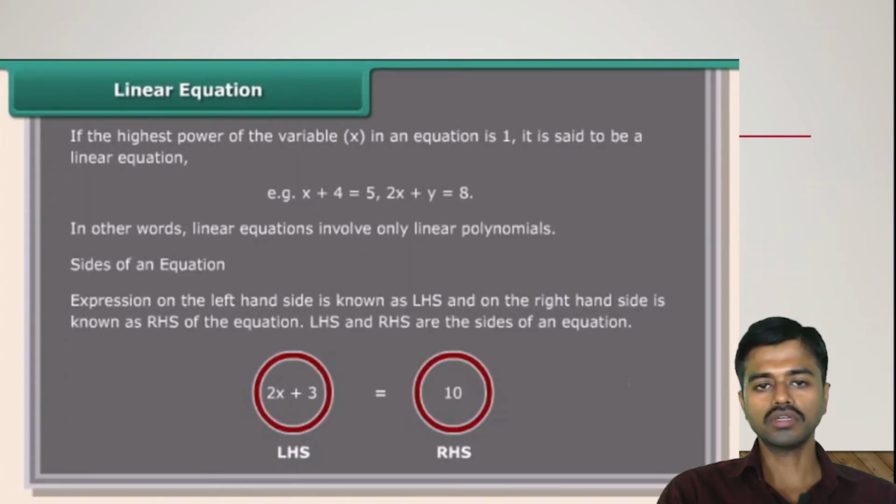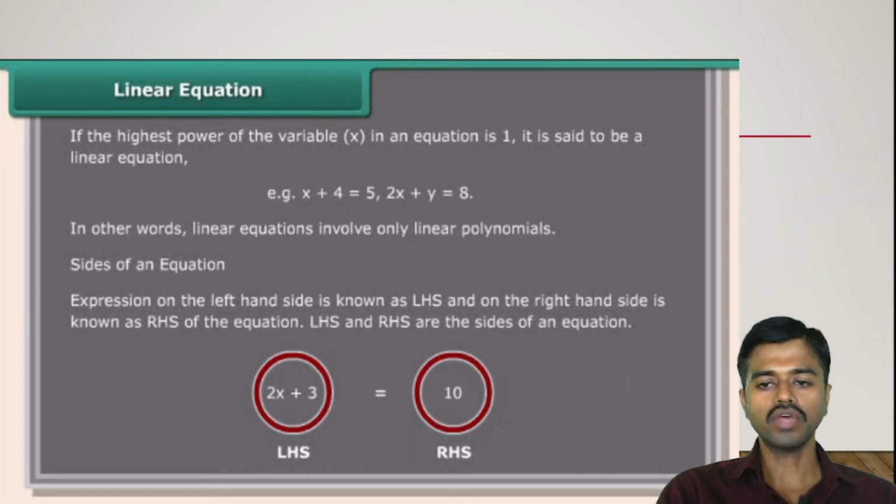Now linear equation is that type of equation whose highest power in the equation is 1. For example, x plus 4 is equal to 5, so x is having highest power 1. 2x plus y is equal to 8, so we are having two variables x and y, and both are having highest power 1. So these are the examples of linear equation. In other words, we can say that linear equations involve only linear polynomials.